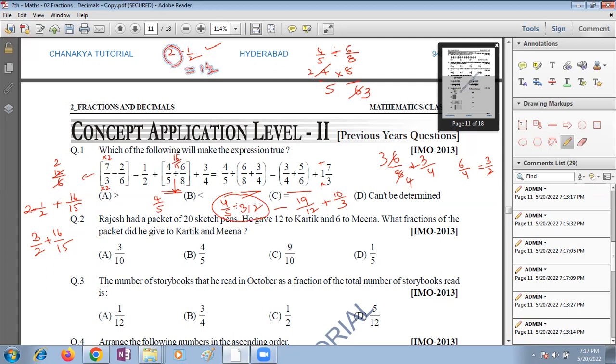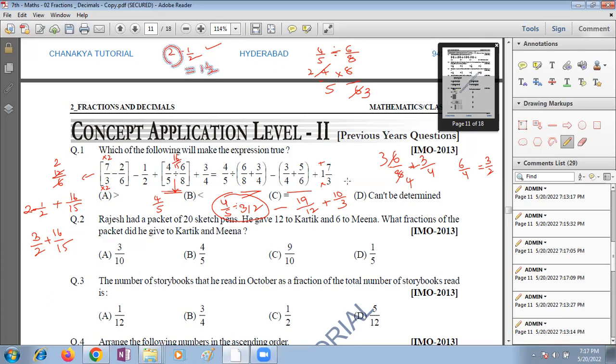Ma'am, 1 7 by 12. Which one, division? No, ma'am, the mixed fraction of 19 by 12. 10 by 3. Yes. Ma'am, I am telling the mixed fraction of 19 by 12. No need to convert to mixed. Just keep it as it is and go with the division part.